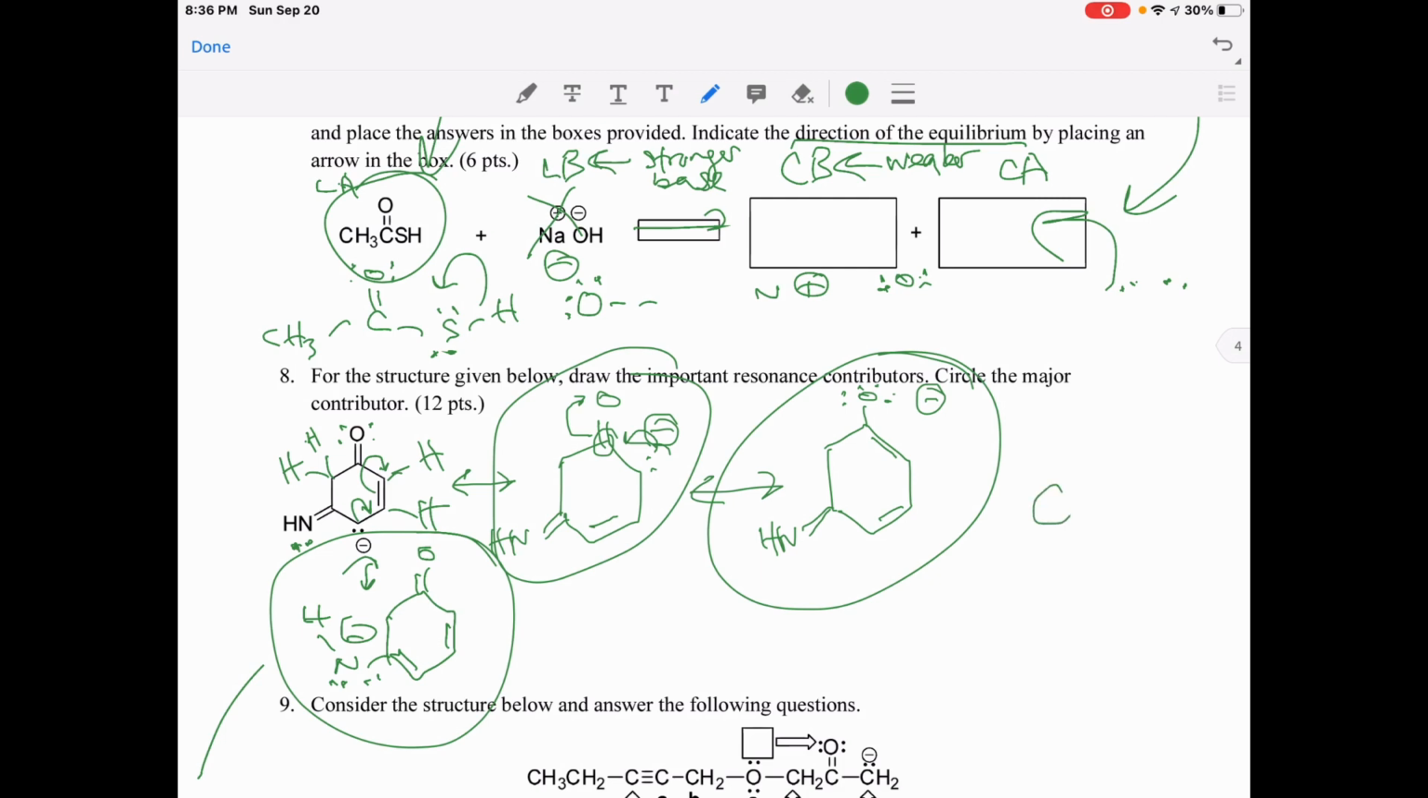Since carbon is the least electronegative, followed by nitrogen, and oxygen is the most electronegative, and by the rules of resonance, we know that the negative charge of a resonance structure is best suited for the most electronegative atom. And this gives us the lowest energy configuration, and hence the most important resonance structure. So that means that this is the major contributor. And that gives us our final answer for number 8.